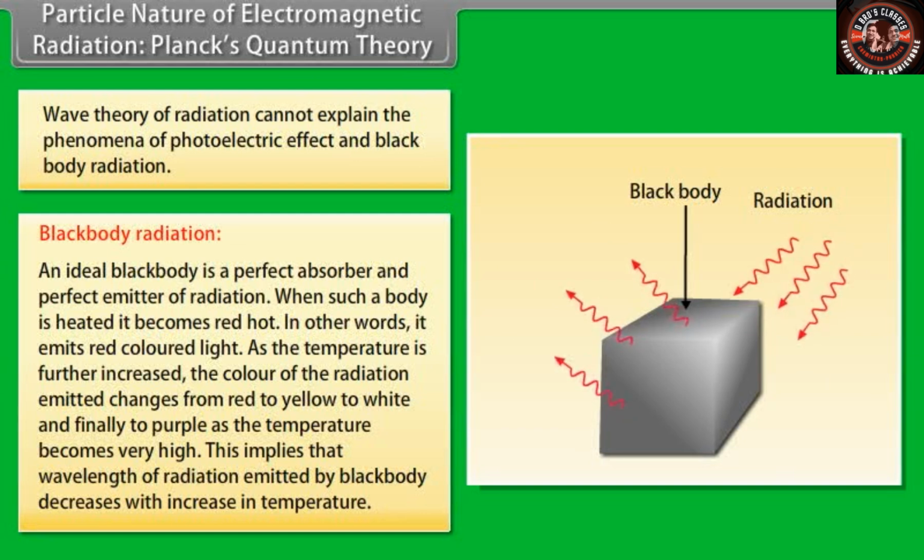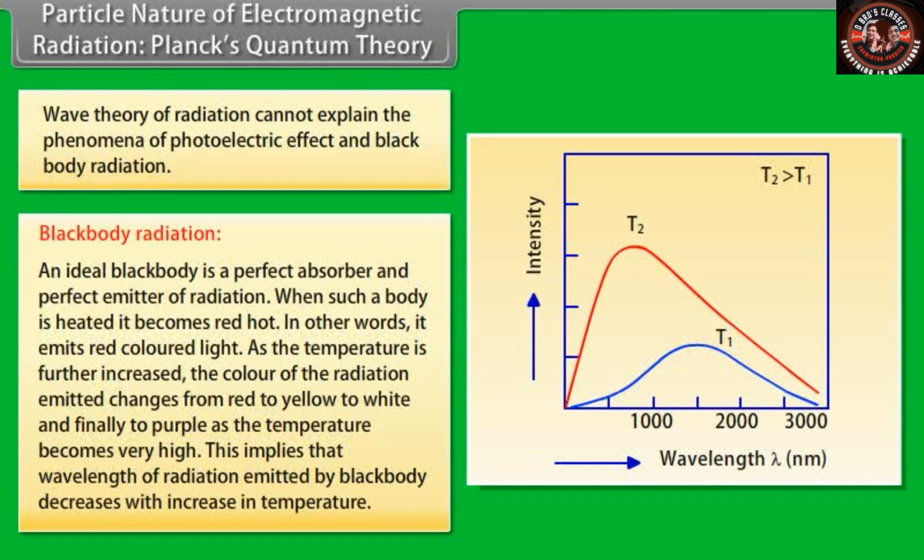As the temperature is further increased, the color of the radiation emitted changes from red to yellow to white and finally to purple as the temperature becomes very high. This implies that wavelength of radiation emitted by a black body decreases with increase in temperature. Consider the graph from right to left. At a given temperature, intensity of radiation emitted increases with decrease of wavelength, reaches a maximum value at a given wavelength, and then starts decreasing with further decrease of wavelength.